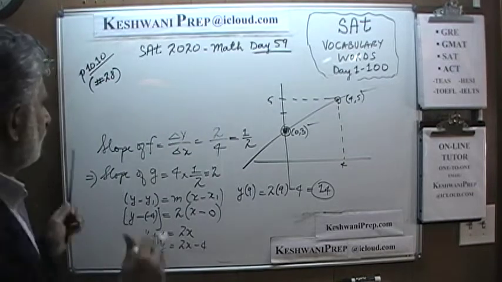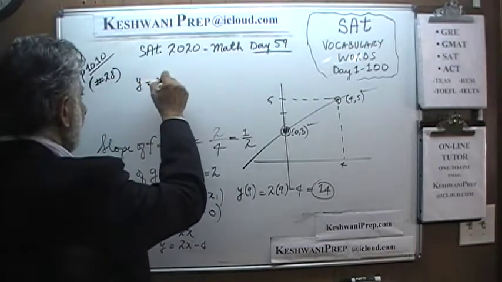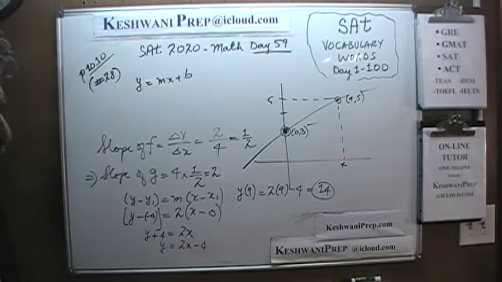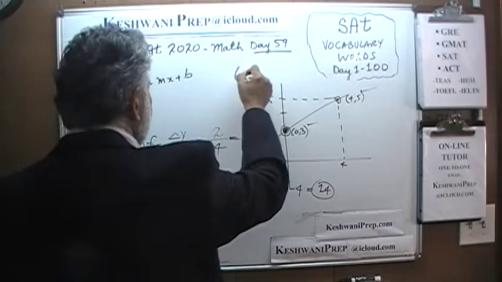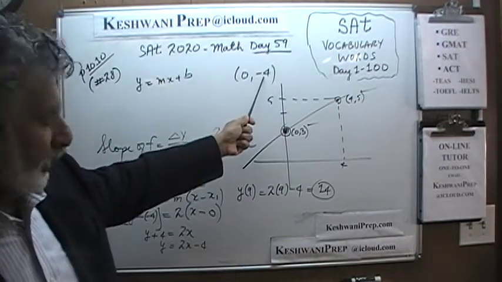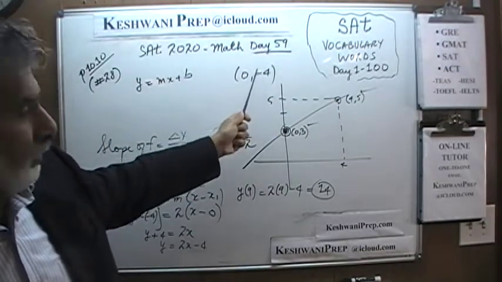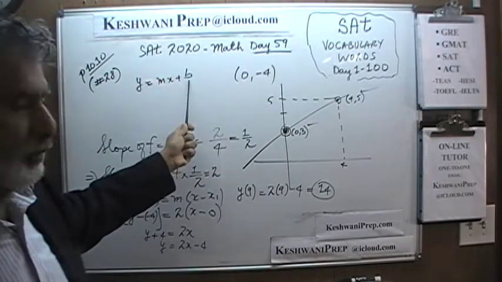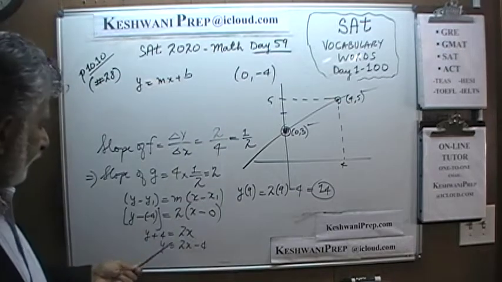The slope-intercept formula looks something like this: y is equal to mx plus b. Now, do we know the intercept? The answer is yes, because we are told that it goes through (0, negative 4). So we know that when x is equal to 0, y is equal to negative 4. We know the y-intercept. The y-intercept is negative 4 right here.